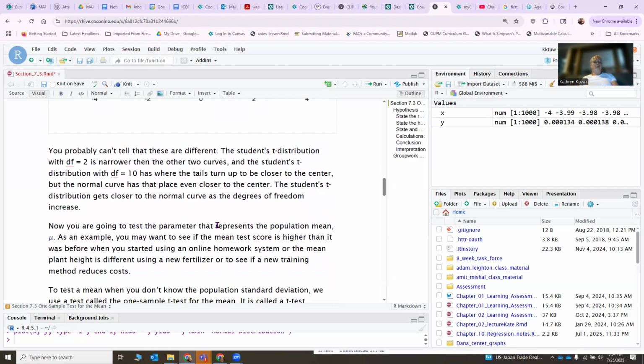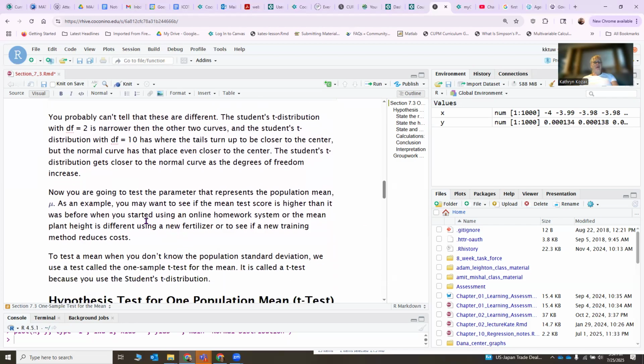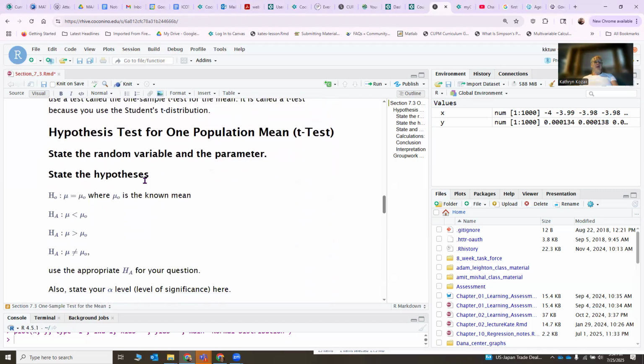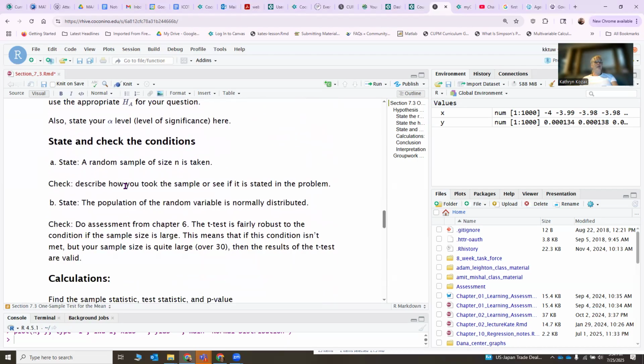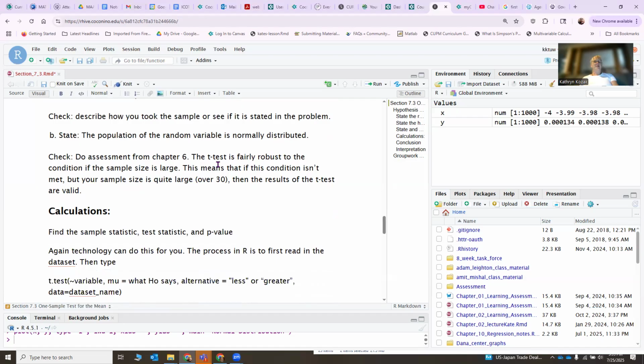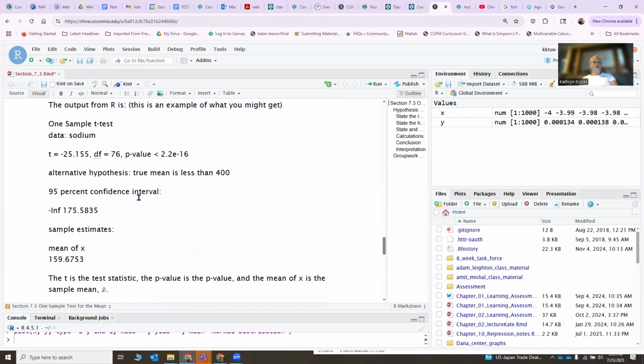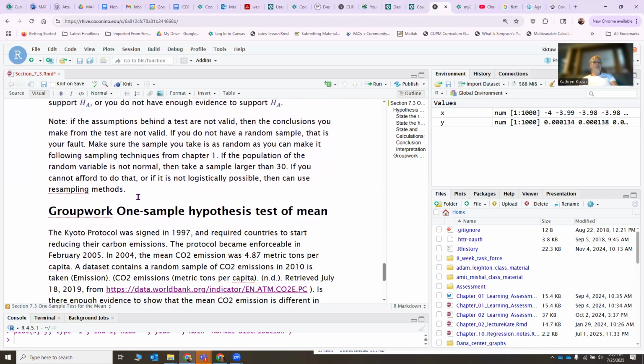So now we're going to use this to test the parameter. And that means you have to use the student's t distribution to find your probabilities. I'm not going to go through all the steps. We're going to do an example of this, but basically you have your hypothesis test. You have the same 6 steps you have for every hypothesis test. The conditions for this test are that a random sample of size n is taken, and the population of the random variable is normally distributed. The one thing I will mention is the t-test is fairly robust to this condition if your sample size is large. So if it's not met, you could just take a larger sample, and then your t-test is valid. We'll get through how to process it when we do an example.